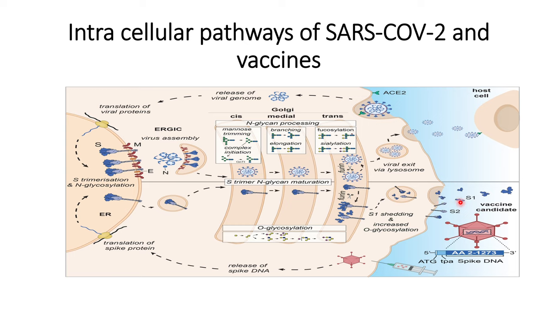So these are the general differences, or you can say how the actual virus and the vaccine candidate spike proteins are processed in the host cell. Thank you for your time.